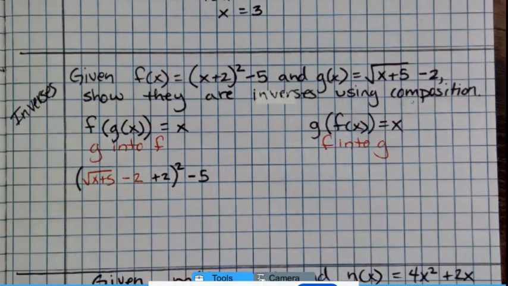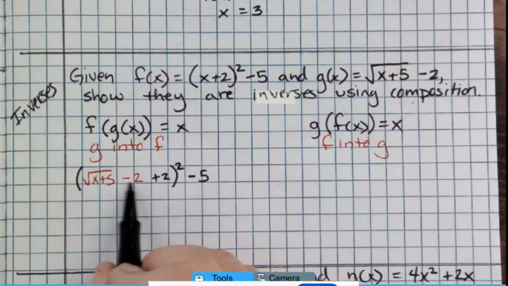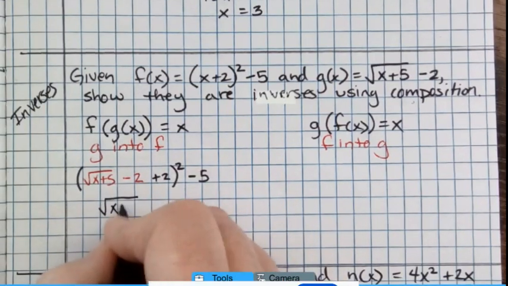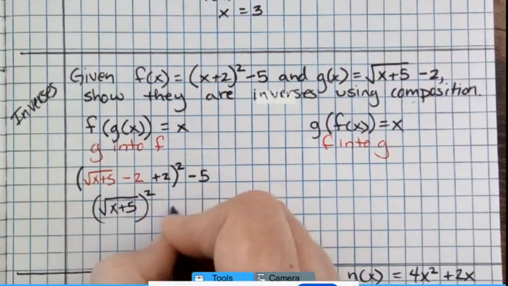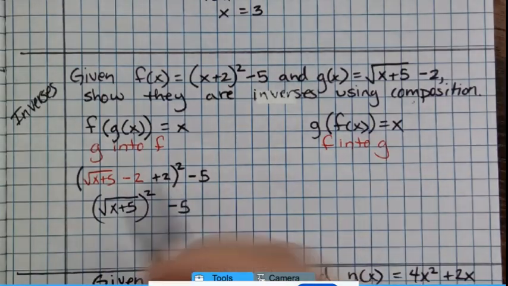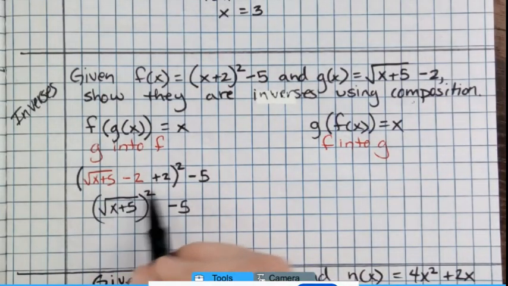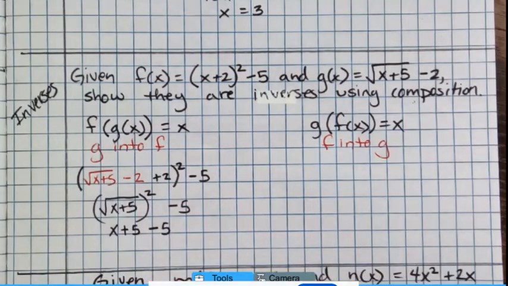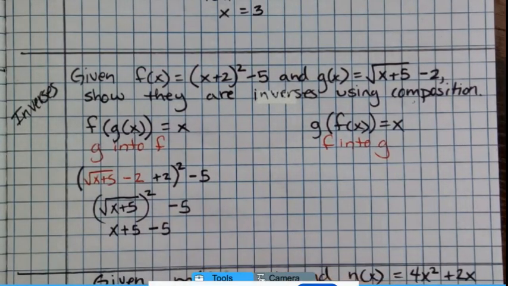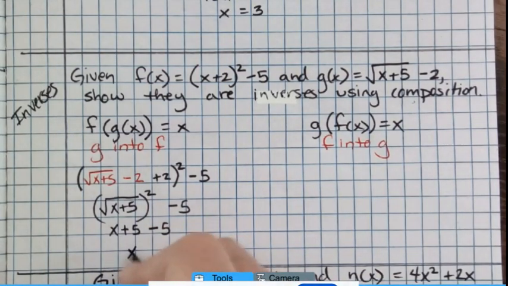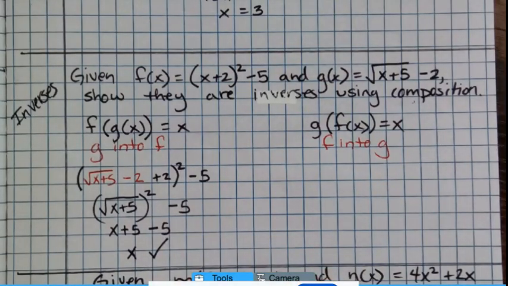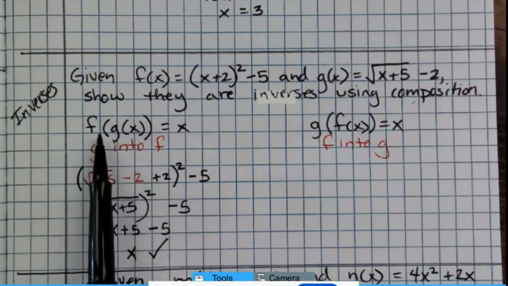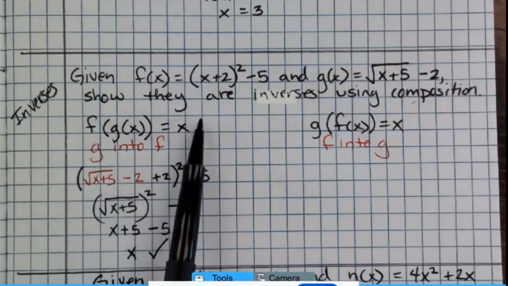Okay, and now you're going to simplify. So to simplify this, negative 2 plus 2, those will cancel out. So you're left with the square root of x plus 5 squared minus 5. Squares and square roots cancel each other out. So we're left with x plus 5 minus 5. And the plus 5 and the minus 5 cancel. So we're left with just x, which so far, half of our problem is done. We got out x. So this is true. When I plug g into f, all of the math cancels and we're left with x.